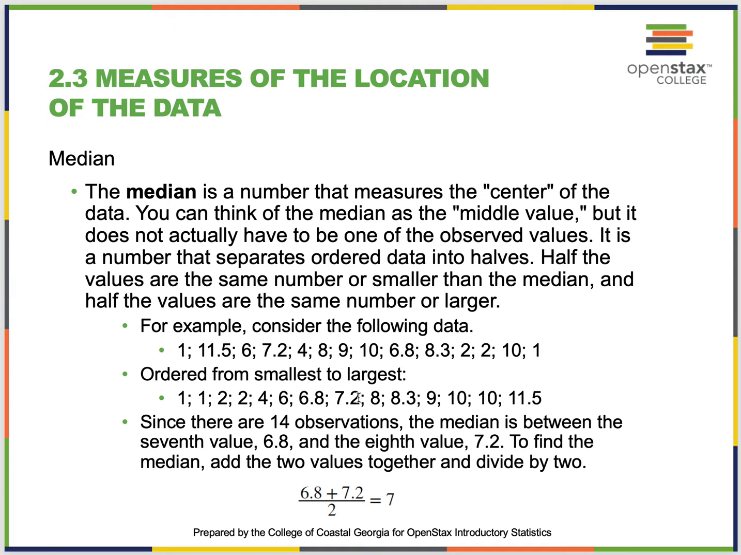What? I want the median to be one number. So when you have an even number of observations, you have to add the two middle points together and divide by two. So I have 6.8, seventh from the left, and 7.2, going the other way, seventh from the right. Add those two together, and voila, it comes out 7. It doesn't have to. It could be 7.1 or 7.2. That would be the median.